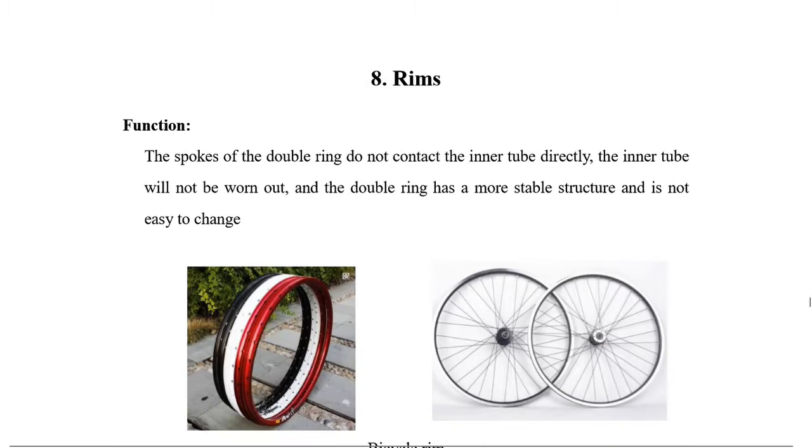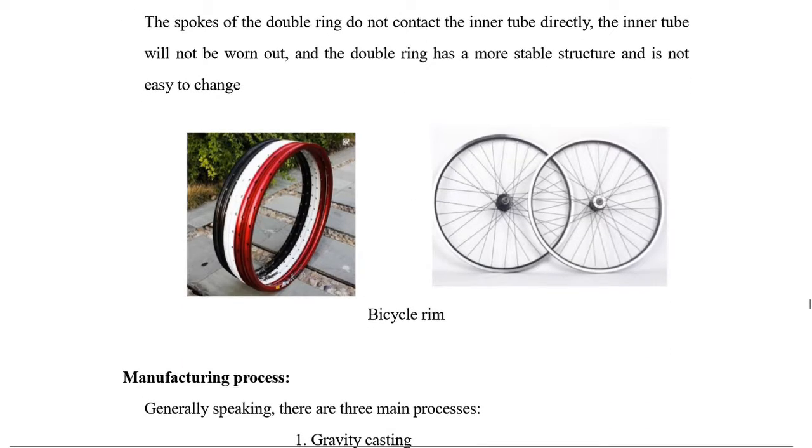Then the final part is rims. The function of it is the spokes and the double ring do not contact the inner tube directly. The inner tube will not be worn out, and the double ring has a more stable structure and is not easy to change.